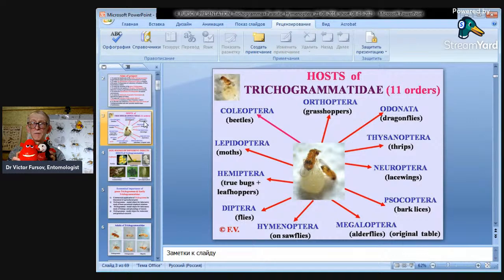orders Orthoptera, grasshoppers; Odonata, dragonflies; Thysanoptera, thrips; Neuroptera, lacewings; Psocoptera, bark lice; Megaloptera, alderflies; Hymenoptera, sawflies; Diptera, different families of flies; Hemiptera, true bugs and leafhoppers; Lepidoptera, butterflies and moths; and some beetles, the order Coleoptera.